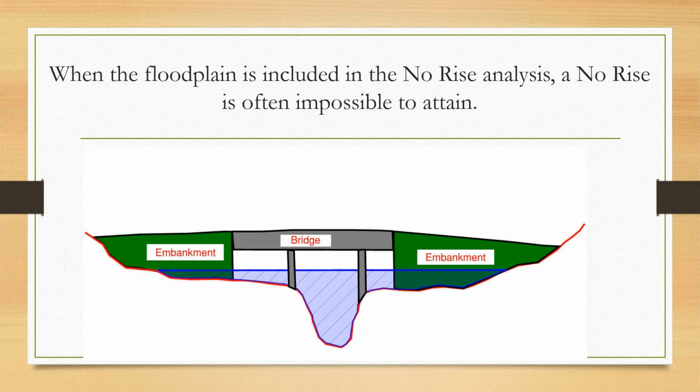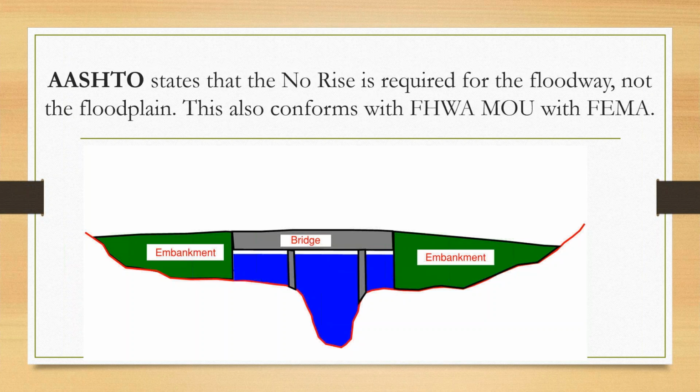But if you look at the floodplain, our embankment has blocked a significant amount of the water flowing in the floodplain. It is virtually impossible for us to get a no rise for the floodplain. So when the floodplain is included in getting a no rise, that pretty much knocks us out.